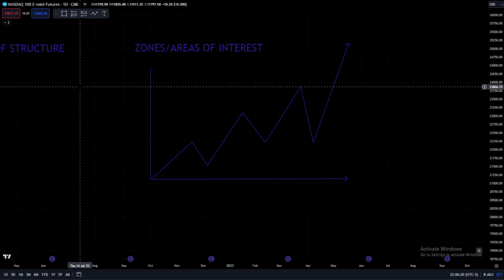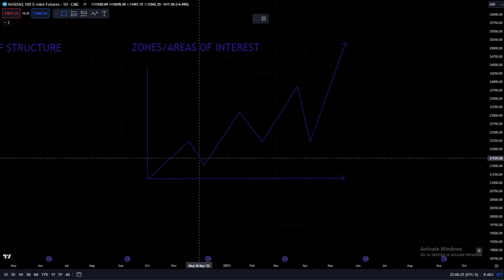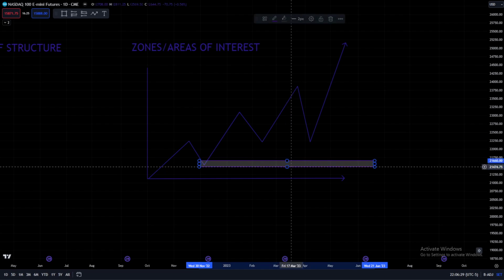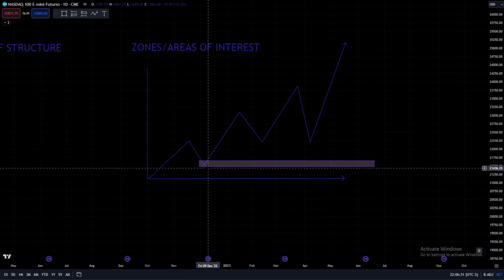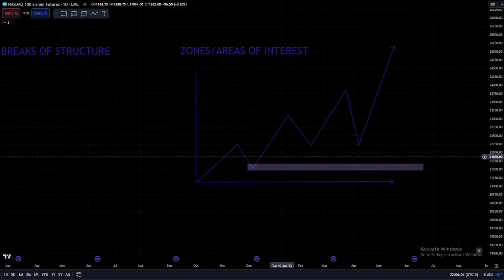So if I'm trading this market, what I'm gonna do is mark this area here, because what happened here is that price reacted and it had enough volume to break a high. So this is what you would call a break of structure.